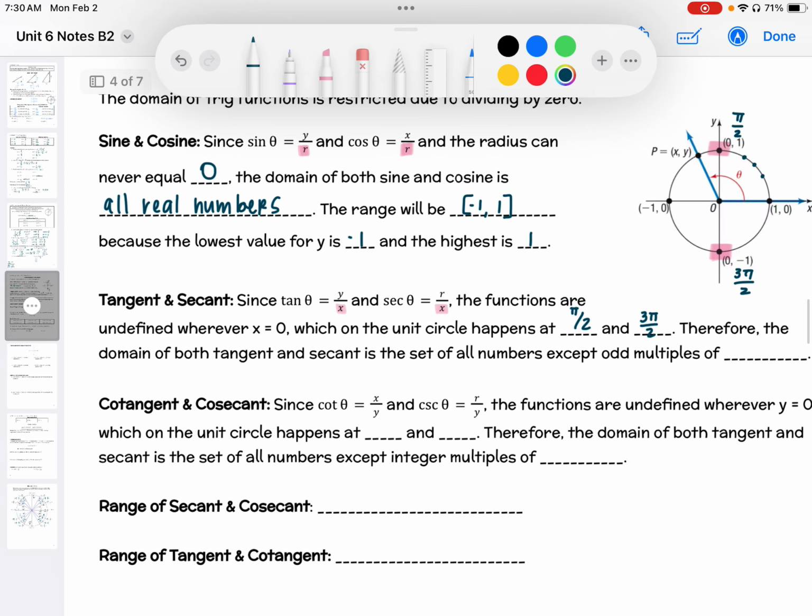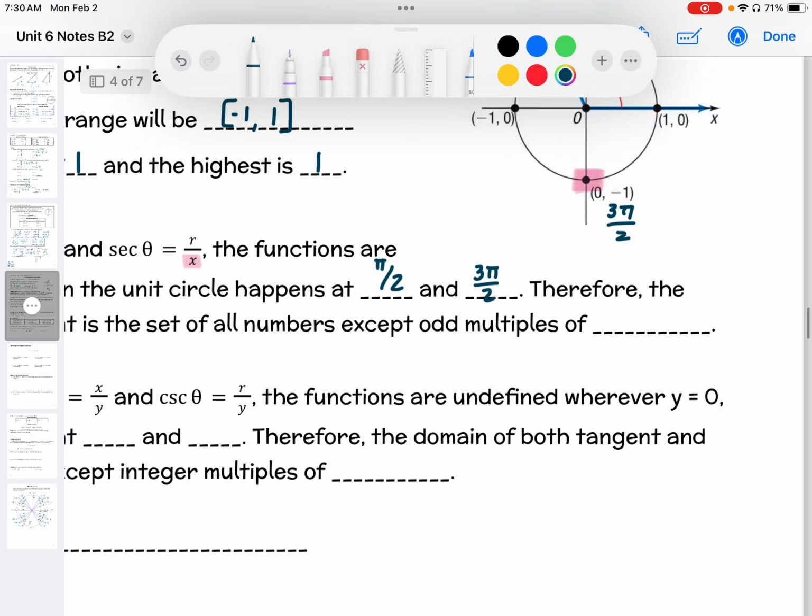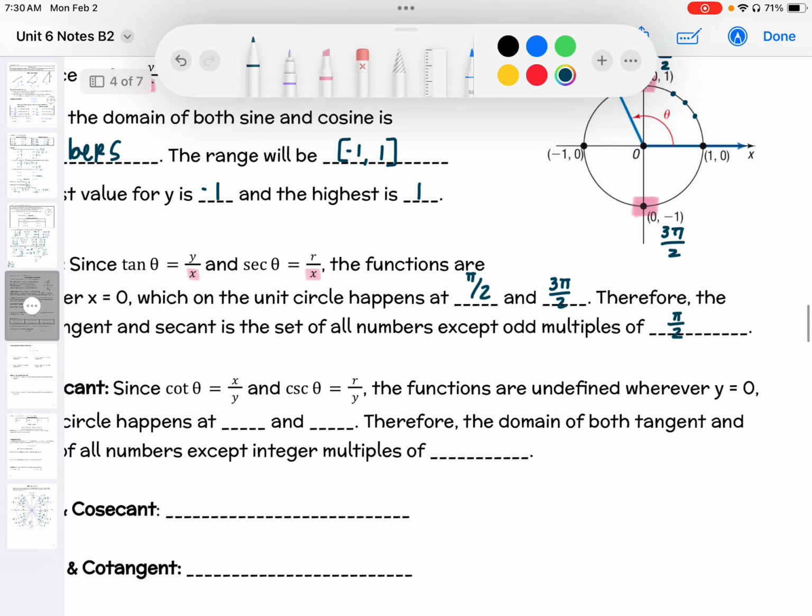So the domain of both tangent and secant is going to be the set of all numbers except odd multiples of pi over 2. Since we can keep rotating all the way around and we can have so many coterminal angles, if I have pi over 2, 3 pi over 2, 5 pi over 2, 7 pi over 2, and keep going like that, as long as it's an odd number, then that is going to be excluded from the domain of these functions.